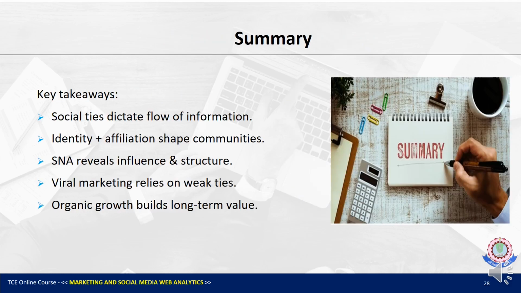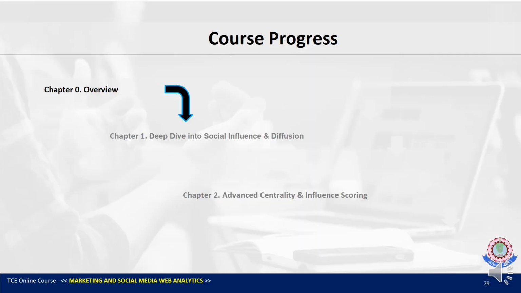So some of the key takeaways from this video are: social ties drive information flow. Identity and affiliation shape community. SNA reveals influence structure. Weak ties enable virality. Organic growth offers long-term value. This concludes the core concepts of part 2. So this is the progress of this video. We have seen the overview of this particular module. In the next video, we will see a deep dive into social influence and diffusion.